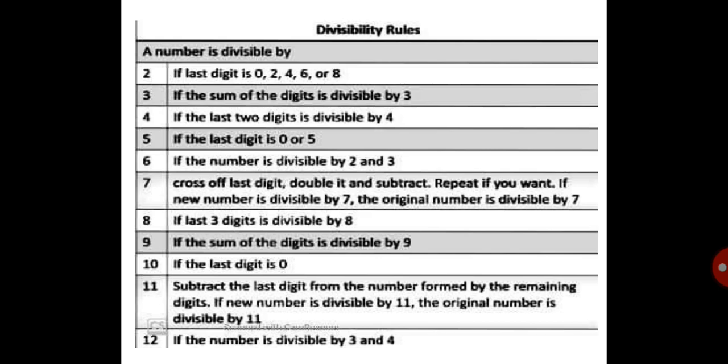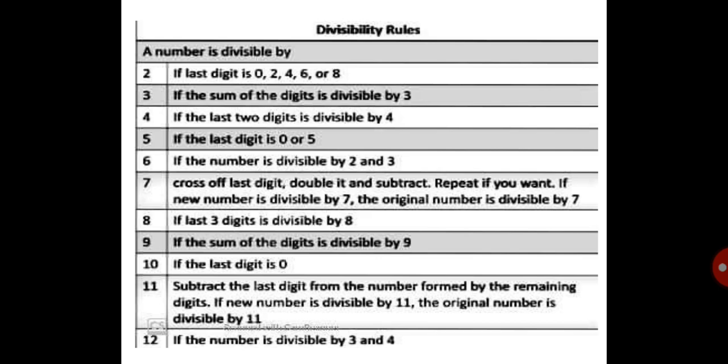Now our last point is divisibility by 12. Here we have to check that if the number is divisible by both 3 and 4, then it is also divisible by 12. Here I consider one example, 324. Here 3 plus 2 plus 4 equals 9, that is divisible by 3. And the number formed by the tens and ones place in 324 is 24, which is also divisible by 4. So 324 is divisible by both 3 and 4. This implies that it is also divisible by 12.